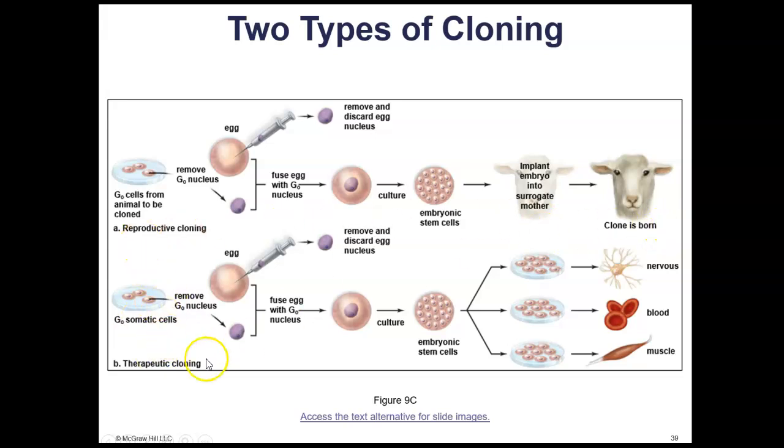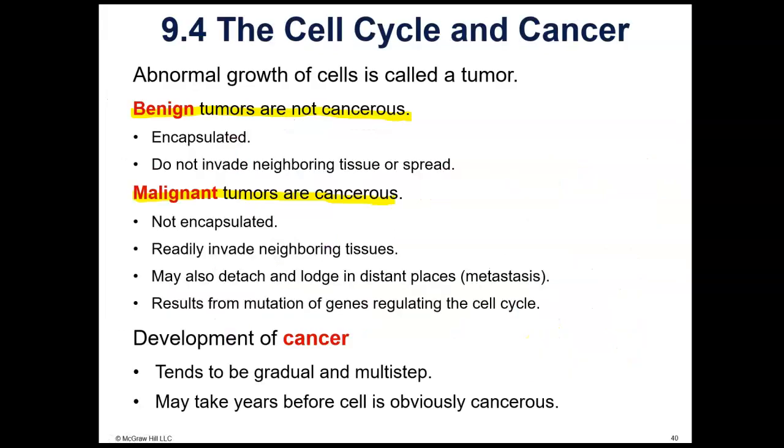That's reproductive cloning. Then you can have therapeutic cloning, which uses the same process. You take the nucleus out of a G0 somatic cell, and you place it into the egg, fuse it with the egg that doesn't have its nucleus anymore. You culture or grow these cells, and then you can grow individual tissues like nervous tissue, blood, and muscle. Skin is another one. All right, so we're going to talk about cancer in section 4.